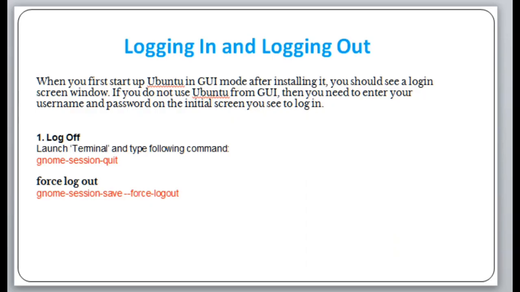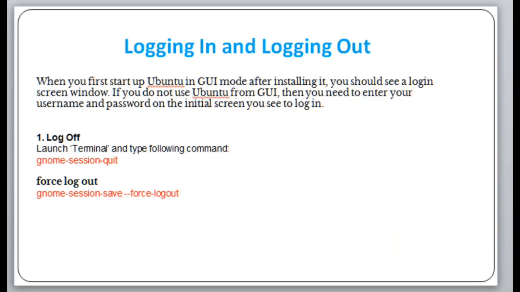When you first start up Ubuntu in GUI mode after installing it, you should see a login screen window. If you do not use Ubuntu from GUI, then you need to enter your username and password on the initial screen you see to log in. You can actually log in and out on the terminal itself. We could type gnome-session-quit, and this is going to log you out via the command line. Or you can do a force logout, which is gnome-session-save --force-logout.